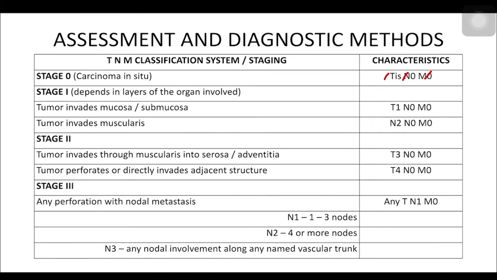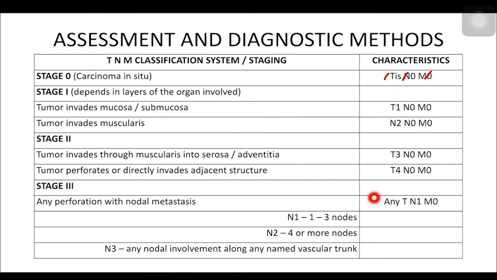What if it's stage 2? Okay. You have tumor 3, or T3, and 0, metastasis 0. Okay. The tumor perforates or directly invades the adjacent structure. Tumor number 4. Nodule involvement would be none. Metastasis is 0. Okay.